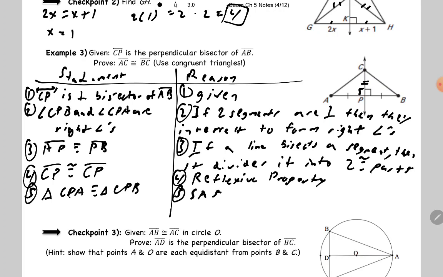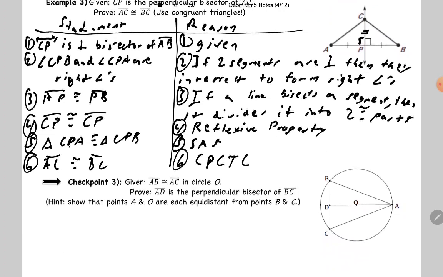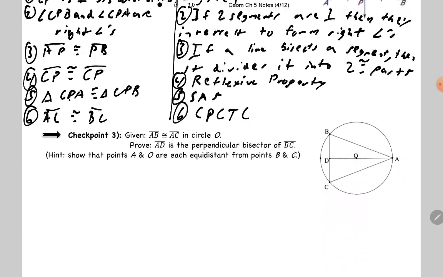Okay, now that we know that the triangles are congruent, we can finally say that AC is congruent to BC because CPCTC. Congruent parts of congruent triangles are congruent. Or corresponding parts of congruent triangles are congruent.